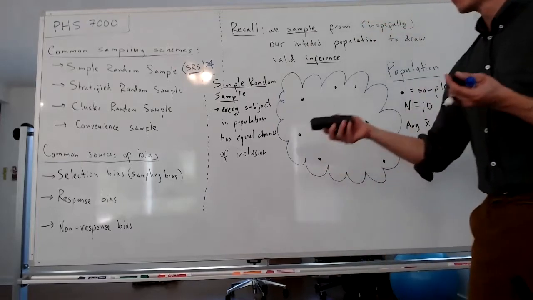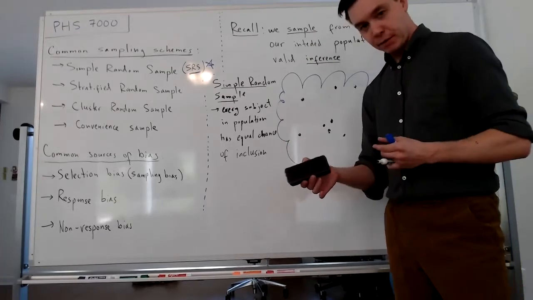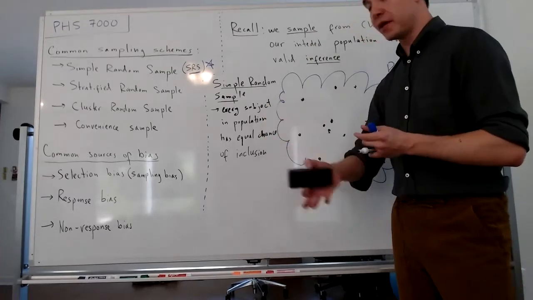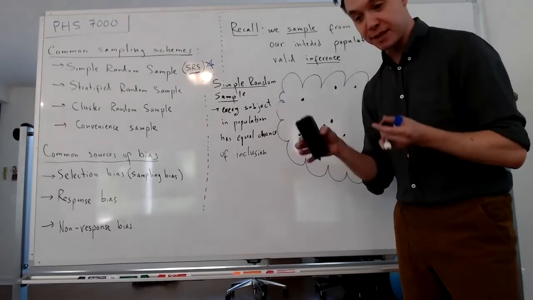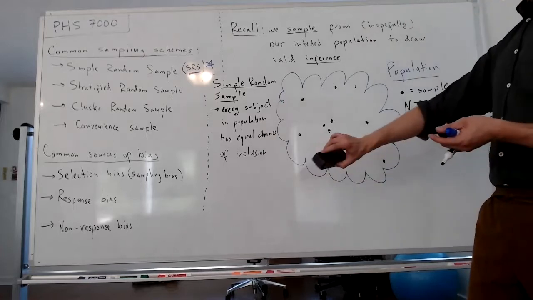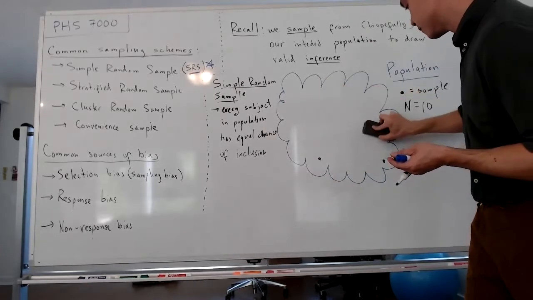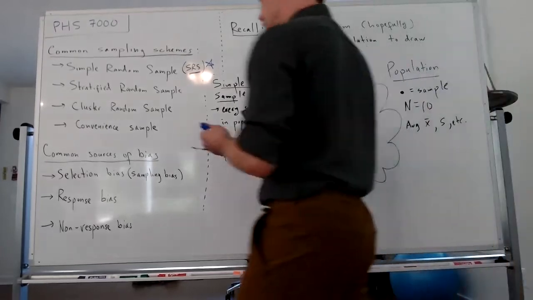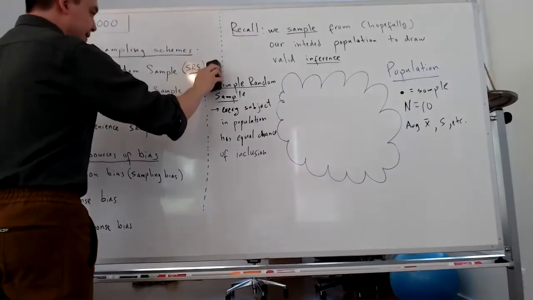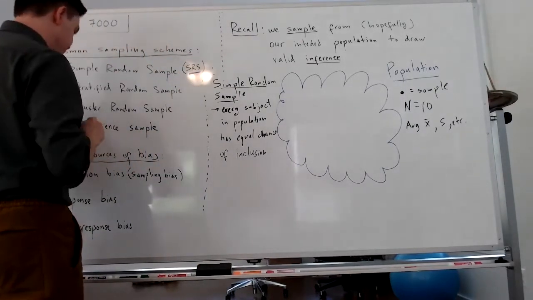Okay. But as you might imagine, the more complex your population, the harder it is to ensure that every subject in your population has an equal chance of being included in your sample. And so we move on to more complicated schemes. And the first one is the stratified random sample.